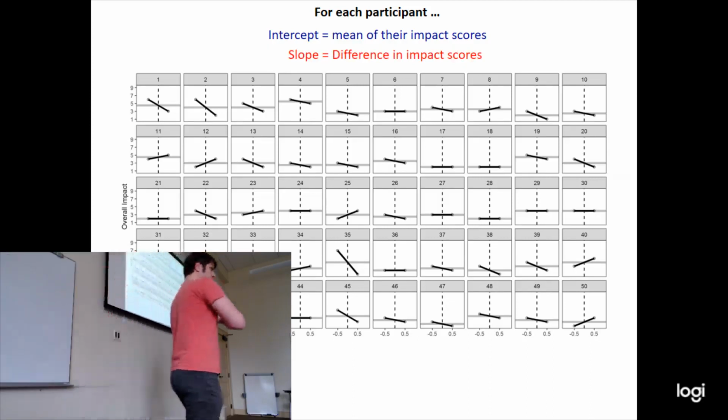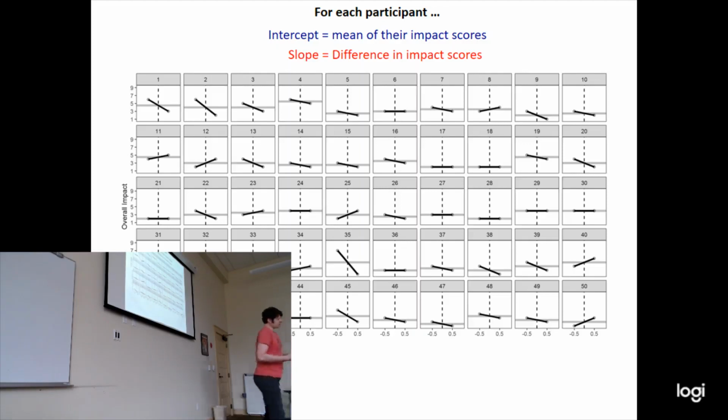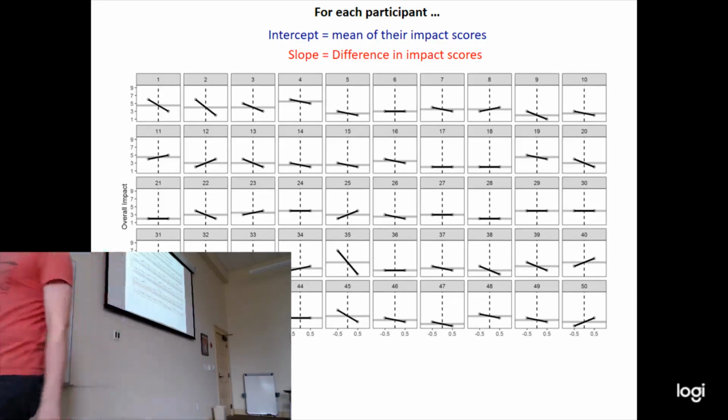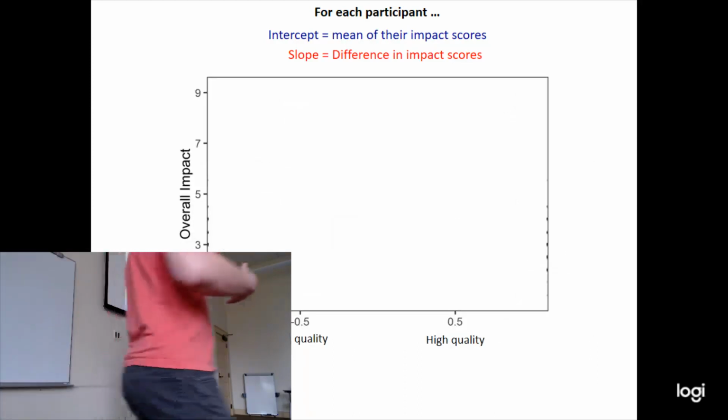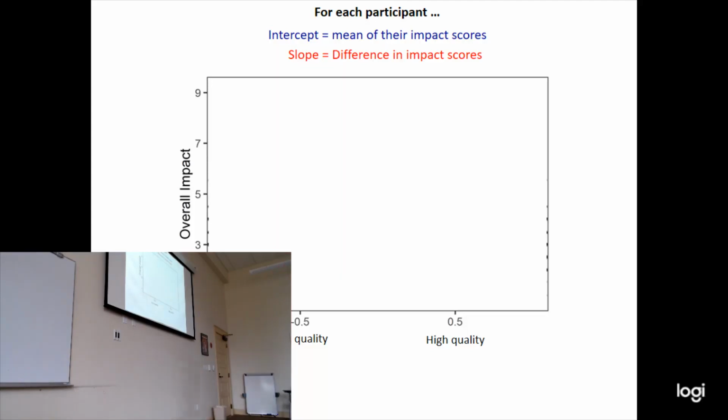Again, for each reviewer, the intercept represents, on average, what score they gave grants. And the slope represents to what degree that particular reviewer gave a different score to their low quality grant versus their high quality grant. I can then take those intercepts and slopes and treat them as I would any other outcome using the general linear model.